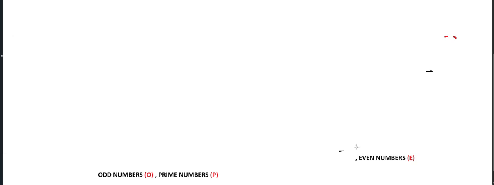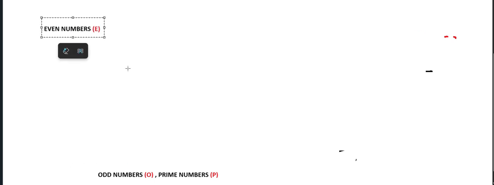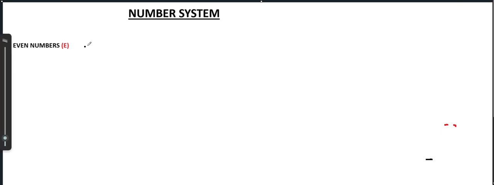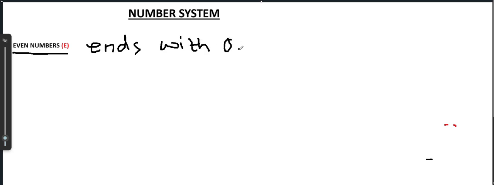Well, what are even numbers? Even numbers are numbers which are generally divisible by 2 and they exist in pairs. So how can you detect an even number? Any number that ends with 0, 2, 4, 6 or 8 is even. So an even number ends with one of these digits, either a 0 or a 2 or a 4, 6 or 8. So you have to look at the ones place.